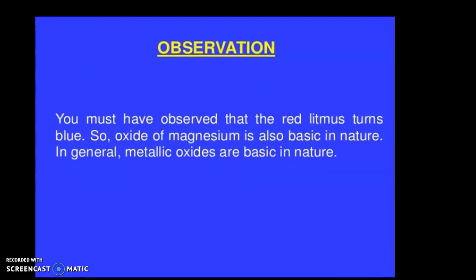You must have observed that the red litmus turns blue. If the red litmus turns blue, it shows that the nature of that solution is basic. So the oxide of magnesium which you have collected and dissolved in water is basic in nature. Generally metal oxides are basic in nature. Now you come to know why we are performing this activity: to know that the oxides formed after reaction with a metal give a basic solution. The metallic oxides are basic in nature.